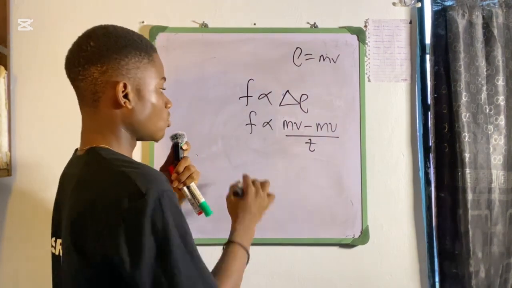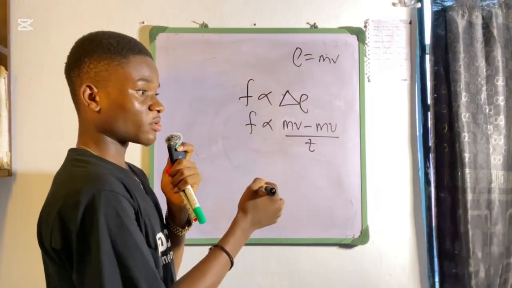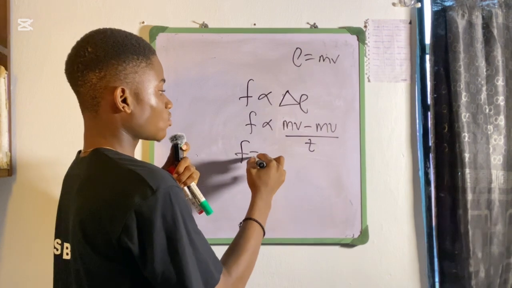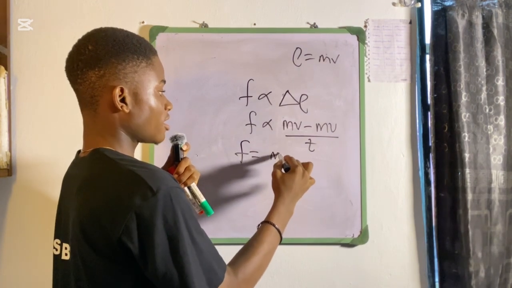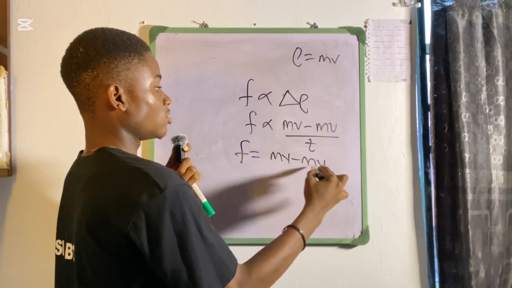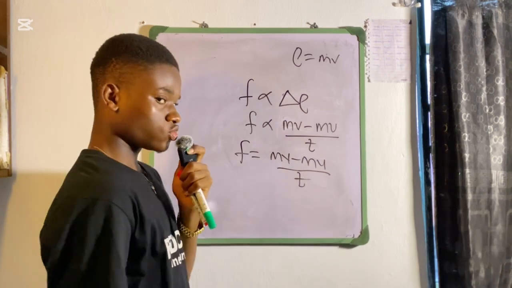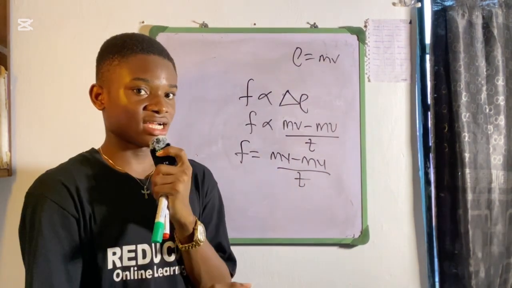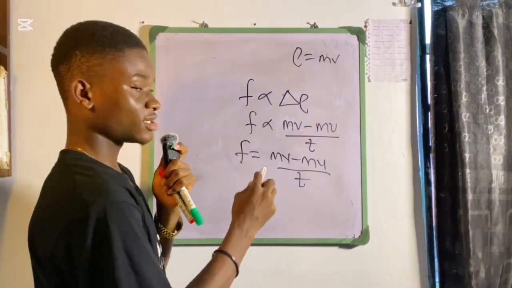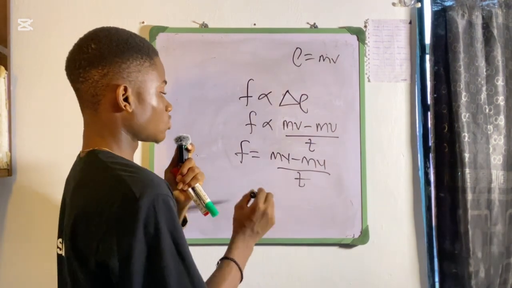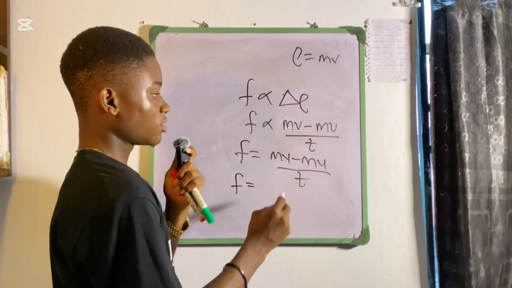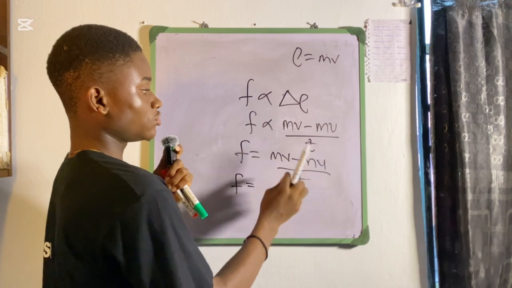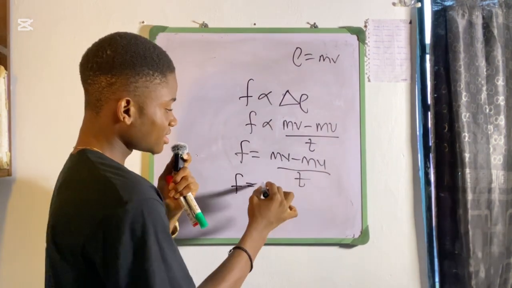All right, so we are going to introduce a constant of proportionality k. So F is equal to k(mv minus mu) over t. But usually we don't add k. All right, we don't add k because we assume k to be 1. All right, so we have F equal to mv minus mu. We can factorize, making it m into (v minus u).